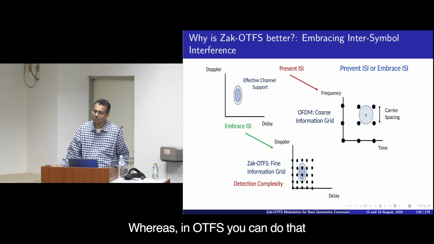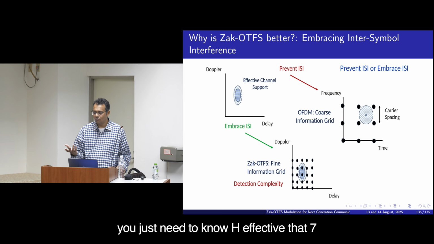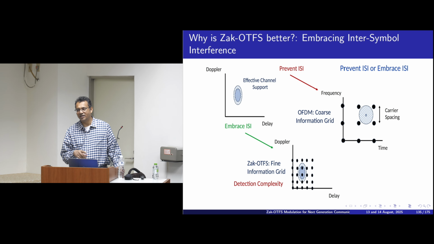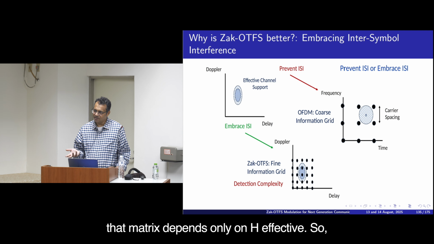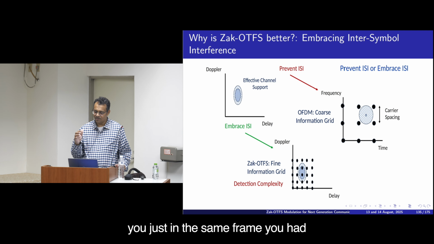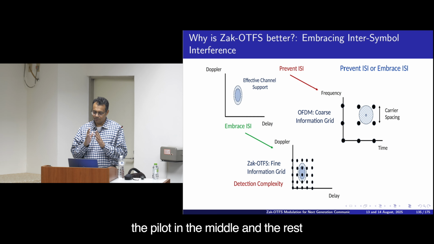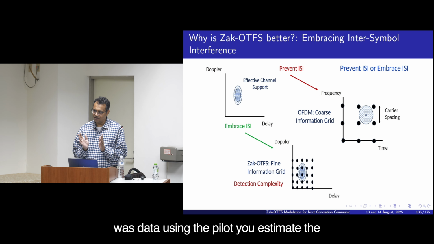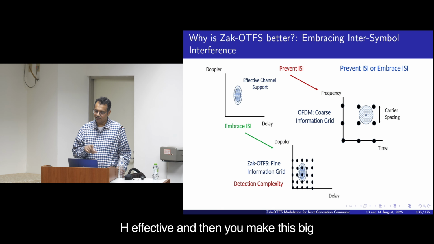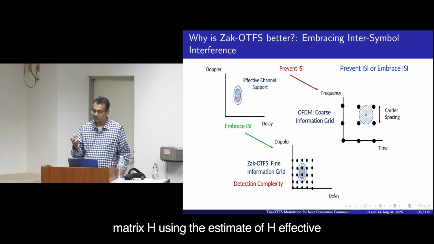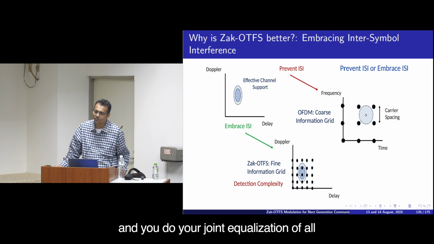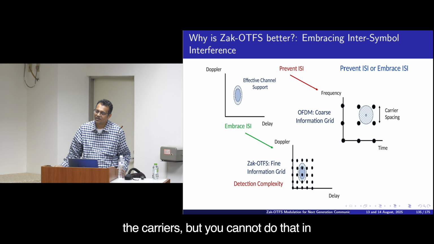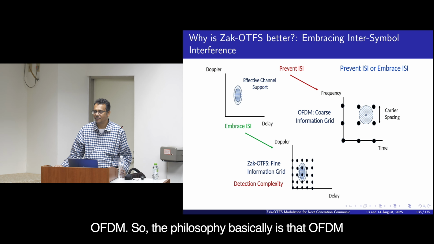whereas in OTFS you can do that. You just need to know H effective, that is all. All the entries of that matrix depend only on H effective. In the same frame, you had the pilot in the middle and the rest was data. Using the pilot, you estimate the H effective, and then you make this big matrix H using the estimate of H effective, and you do your joint equalization of all the carriers. But you can't do that in OFDM.